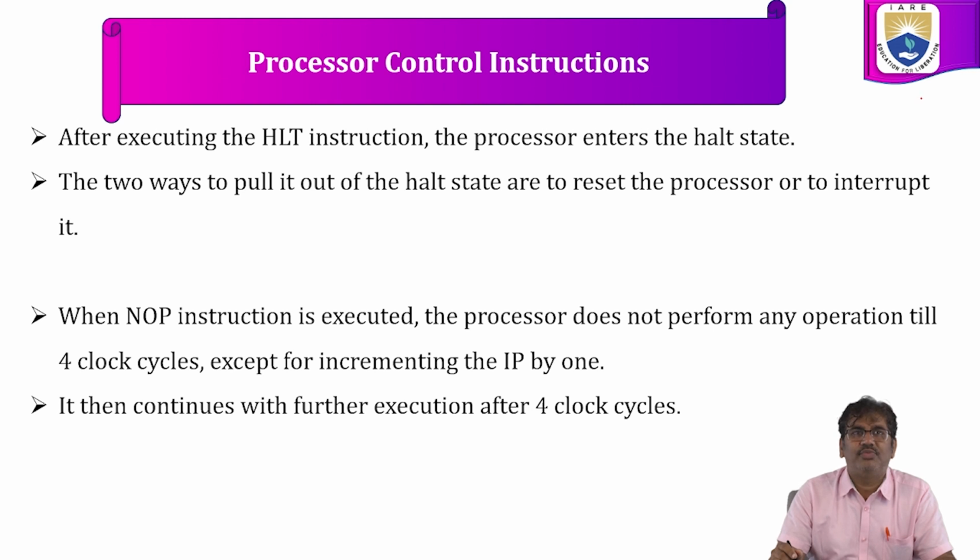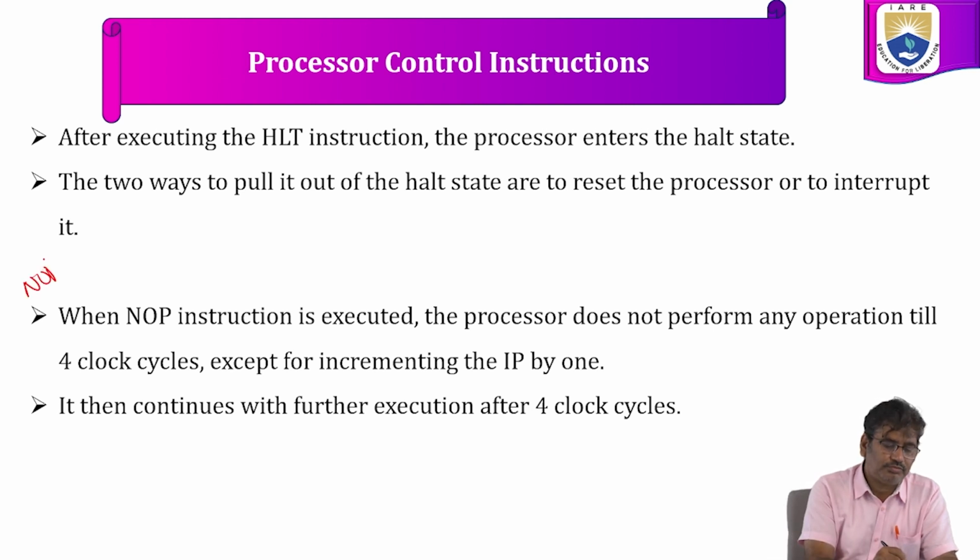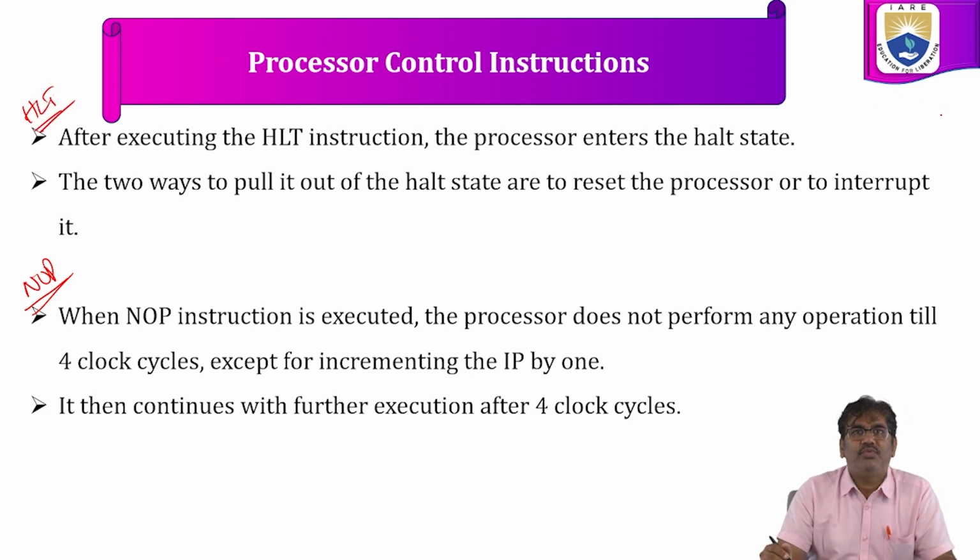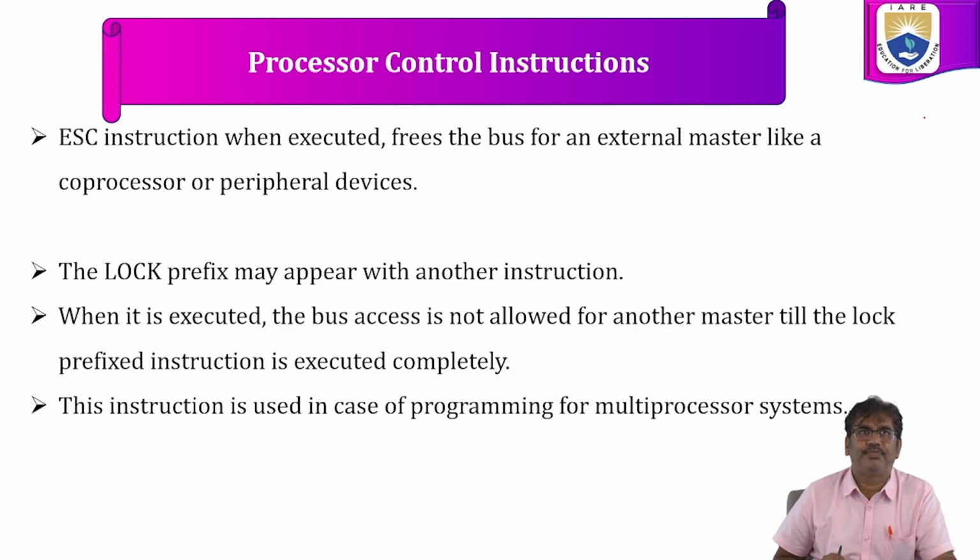The next one is the NOP instruction. When the NOP instruction is executed, the processor will not perform any operation for 4 clock pulses, except incrementing the instruction pointer by 1. It then continues with further execution after 4 cycles. Mainly these NOP instructions are used to provide a delay in programs. There we are going to use the NOP instruction.